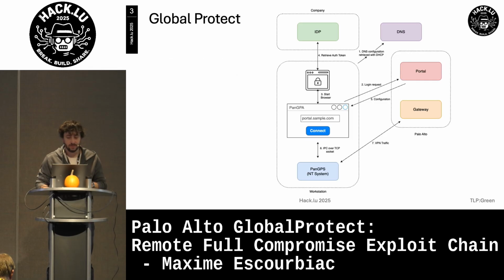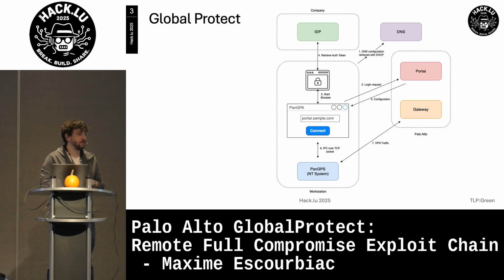This schema will try to explain briefly how Palo Alto GlobalProtect works. The client can be split in two parts. The first one is PanGPA, basically the UI, where you can configure the portal URL, giving some user configuration, etc. It's the stuff you have on your laptop when you try to connect. We have PanGPS, because obviously when you manage VPN traffic, you have to be with high privilege. So there are services behind that.